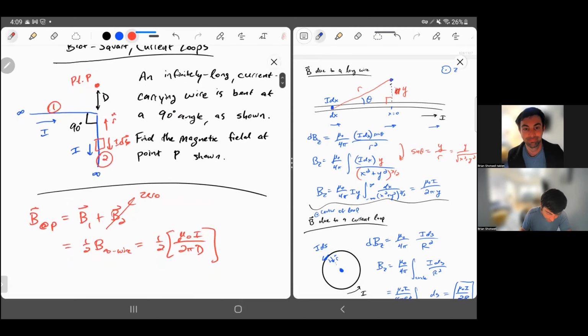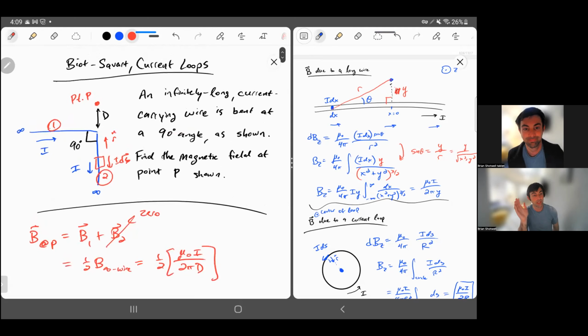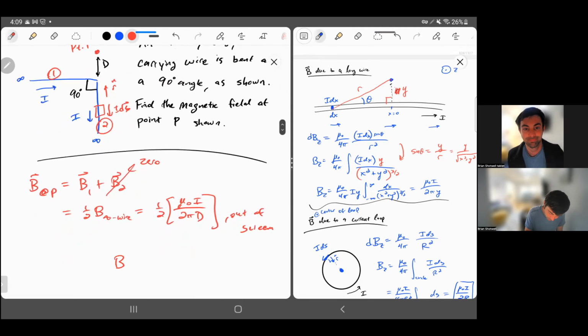If this was an infinitely long wire, that distance is d. So it looks like this, and we use the right-hand rule. Take your right hand, wrap it around the infinitely long wire with your thumb pointing in the direction of the current. It looks like your fingers are pointing out of the board right here. So this is out of the screen. Overall, if we multiply through by the 1/2, our magnetic field is mu naught I over 4 pi d, out of screen. That'll be our result.